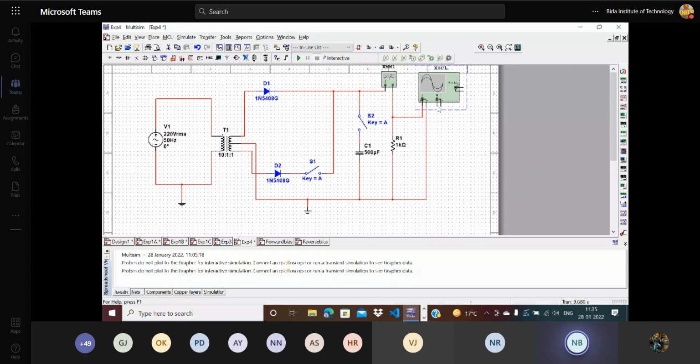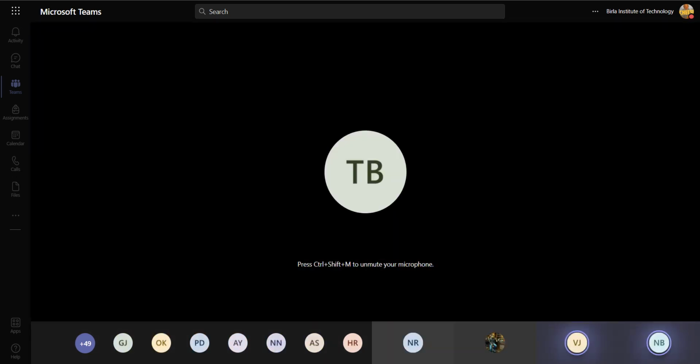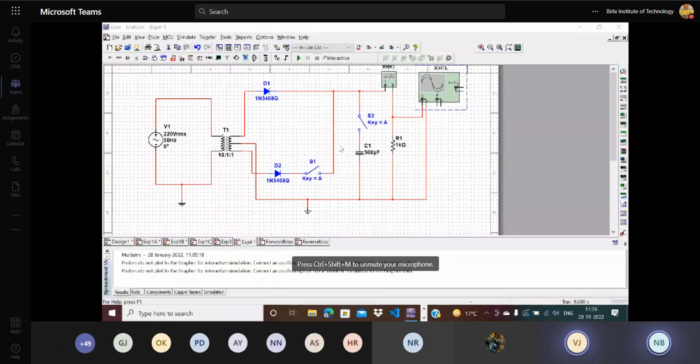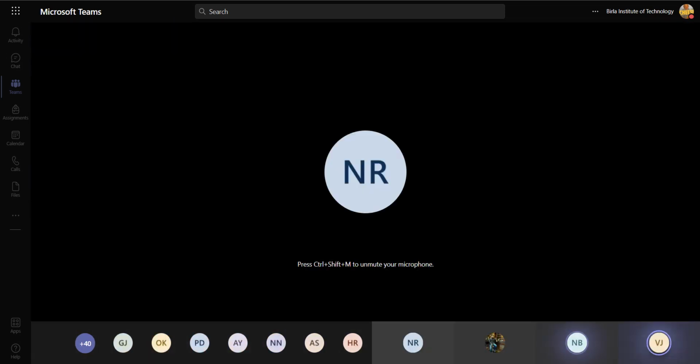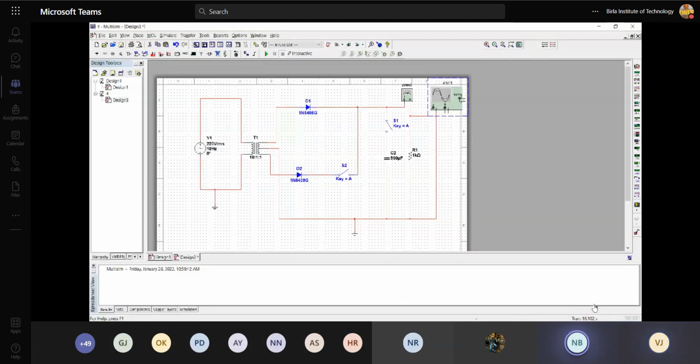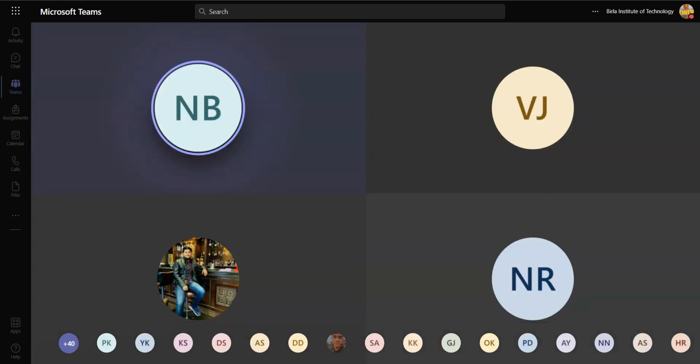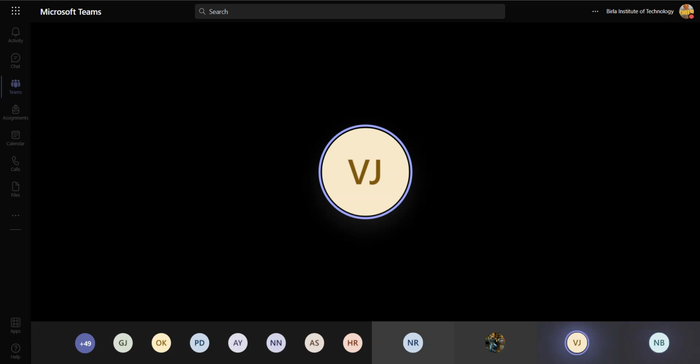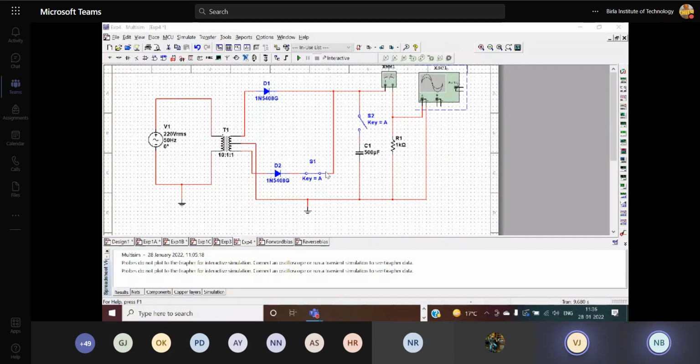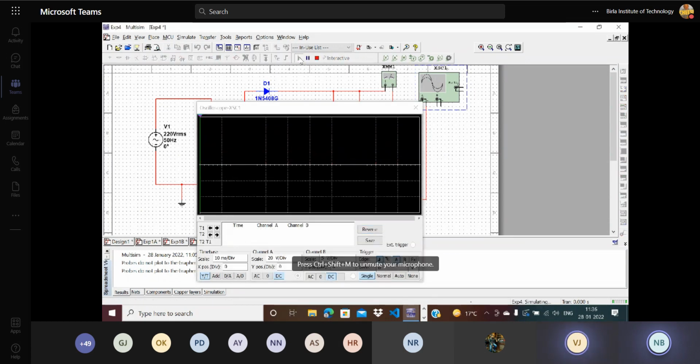And what about that full wave rectifier? You have to just close that switch. Just a second. So this one was for your half wave rectifier. And what about the full wave rectifier? Yes, sir, I've closed it. Now you can see what you are getting from the oscilloscope. Not getting the pattern.